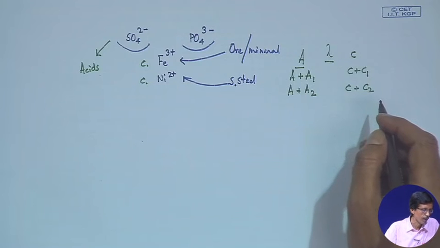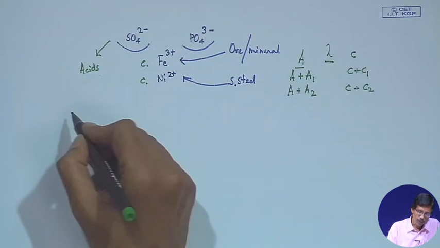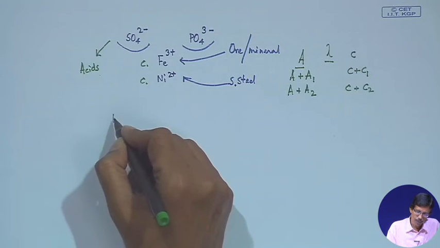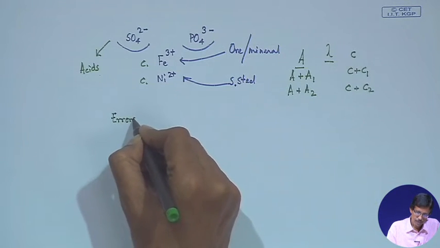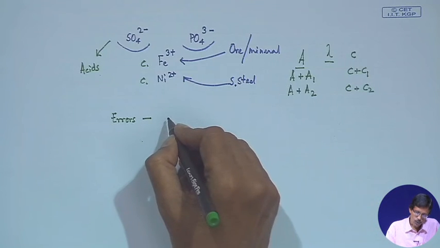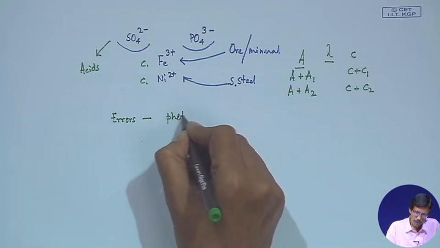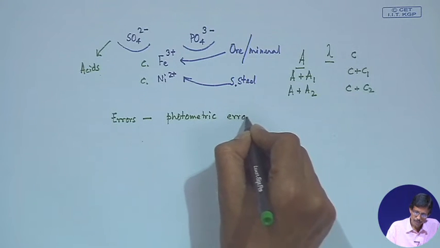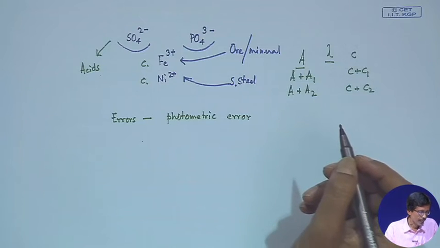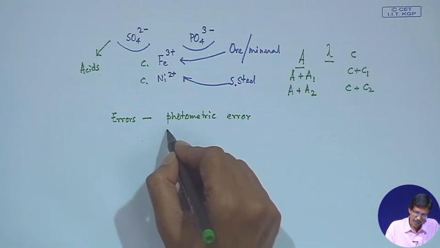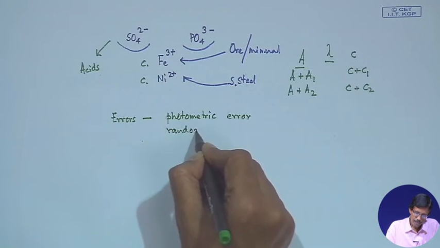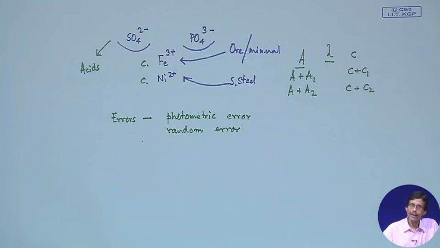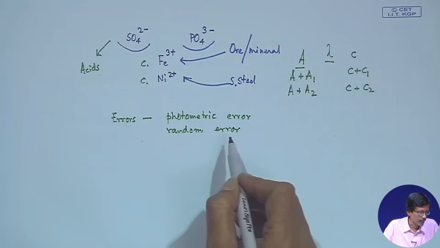So, in these measurements we can have some errors, and due to the instrument we can have some photometric errors. So, some photometric error is there, then some random error. So, how can we take care of these particular errors?